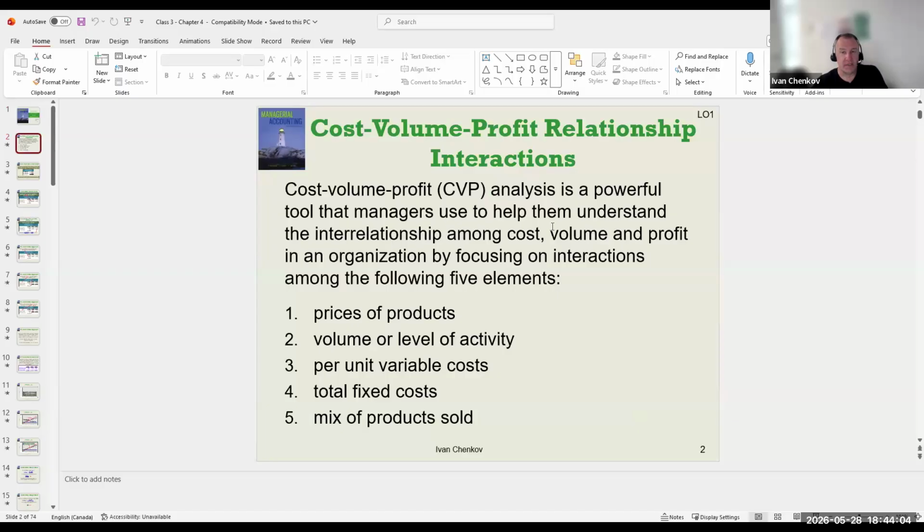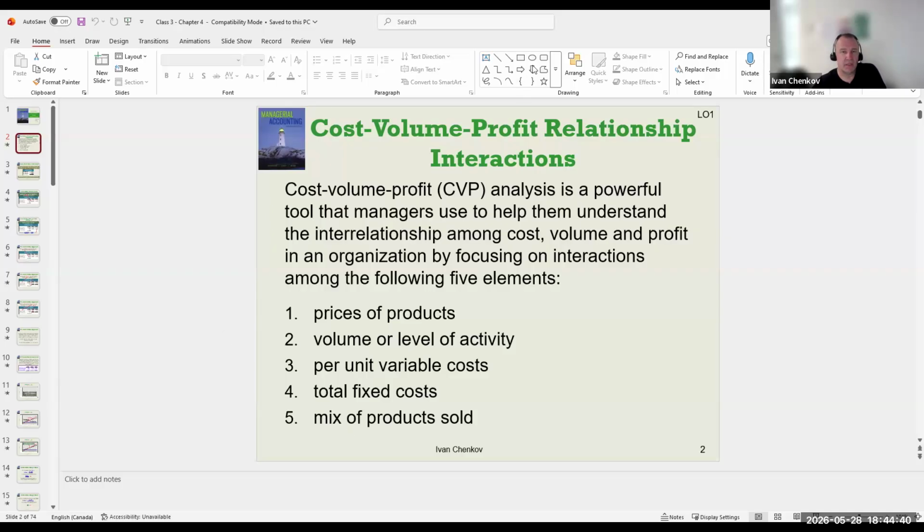The cost volume profit analysis is a powerful tool for managers, which managers will be you. You can use it to understand the relationship between the cost, the volume, and the profit of the organization. We're going to focus on the interaction of the five elements which make up this interrelation: price of the product, variable cost per product, volume, which drives the sales and the variable cost, total fixed cost, and what's going to happen if we have a mix of the products.